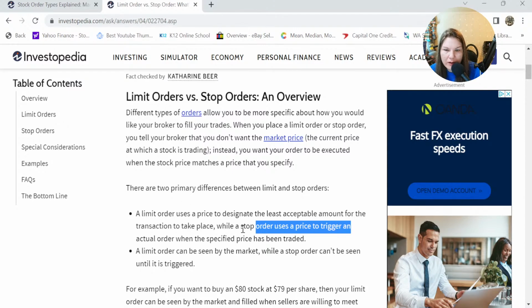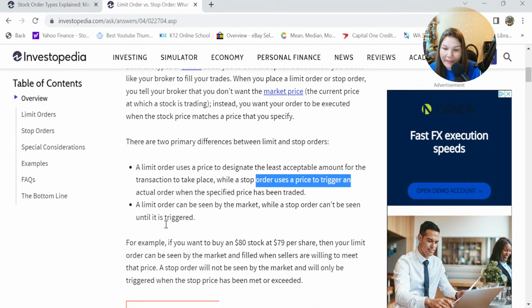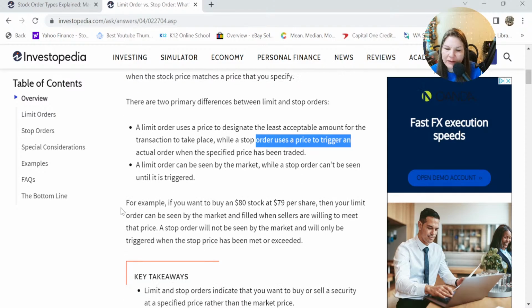So it won't be there just sitting, waiting. So people won't see what you're doing. It's like a sneaky order. Think of it like that. A limit order specifies a price. A stop order will trigger the actual order when that price has been traded. So a limit order can be seen by the market, while a stop order can't be seen until it's triggered.